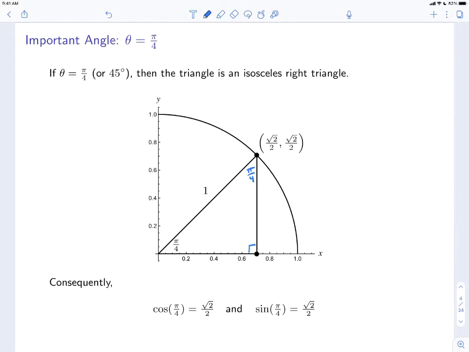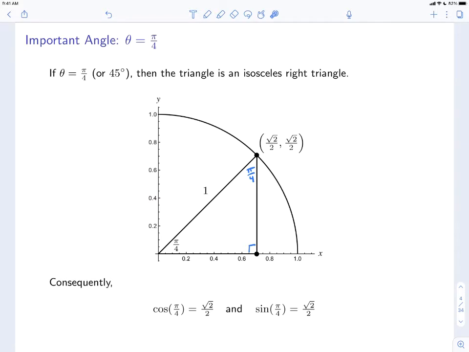So if you have the base angles equal, that means the corresponding sides are equal. So this is an isosceles right triangle. So in particular, if you know that the hypotenuse is length 1, that necessarily means, because of the Pythagorean theorem, that each side is the square root of 2 over 2.